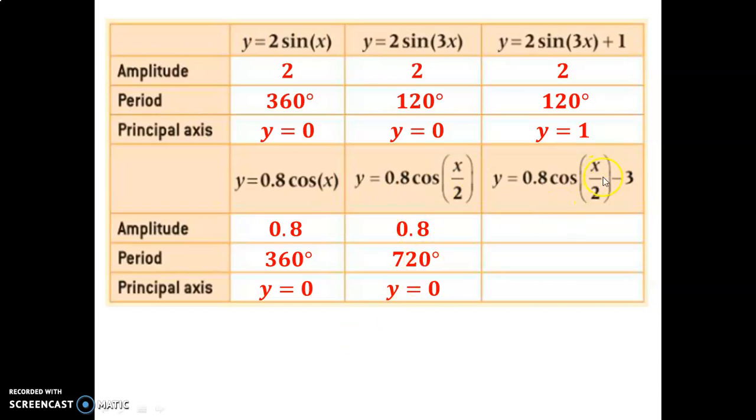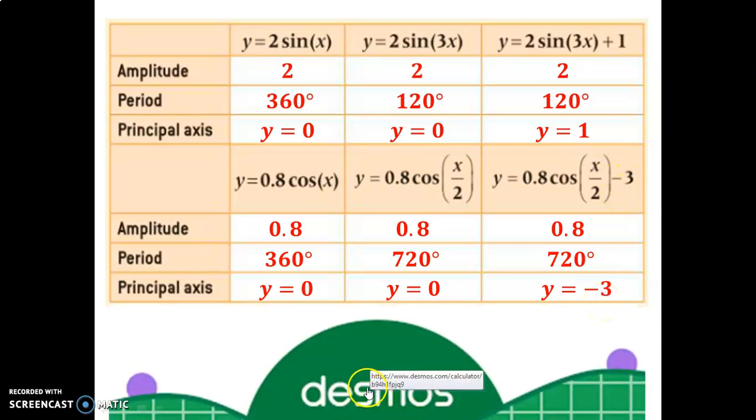Great. And look at this one. What's the difference here? Okay, check the numbers there. That's 720. Now there's been a vertical shift. So the middle line is -3. Awesome. Let's look at that on Desmos real quick.